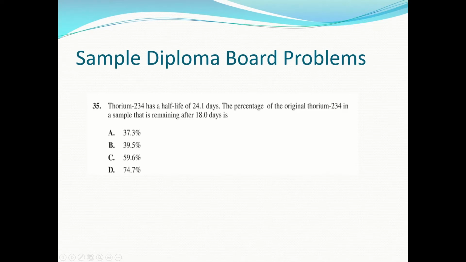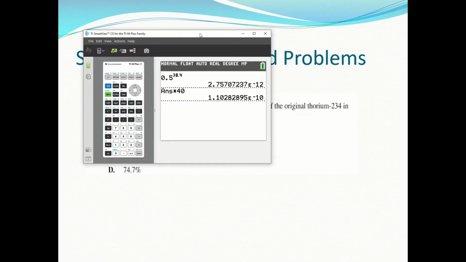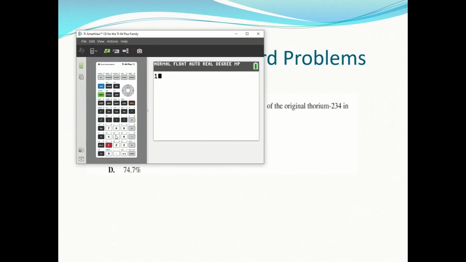Thorium-235 has a half-life of 24.1 days. The percentage of thorium remaining after 18 days. Okay, so 18 days. Half-life is 24.1 days. So we can calculate how many n's. And this one we're not going to get a nice number, but I'm just opening my calculator so we can see that number. So we can go 18 divided by 24.1.